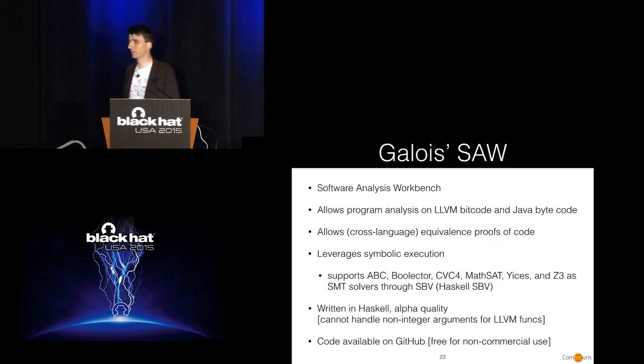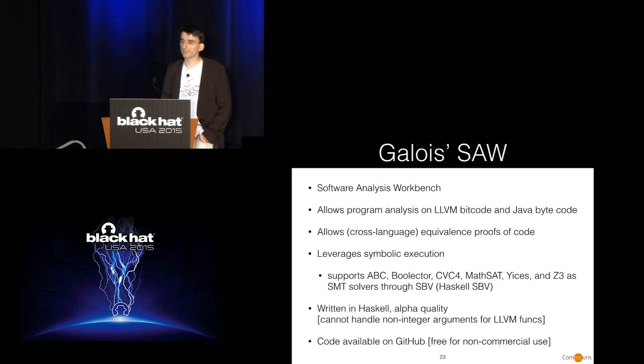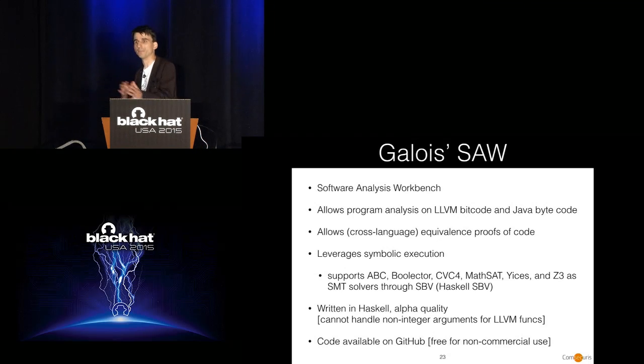This is a tool that allows program analysis on LLVM bitcode and Java bytecode, and it allows cross-language equivalence proofs as well. So you can have implementations in, say, C or C++ that you compile down to LLVM, or you can have Java bytecode, or you can mix and match and try to show that they're equivalent. This also leverages symbolic execution, and they use something called SAW, SMT-based verification, which is a Haskell package that supports different SMT solvers, and you can figure out which one is best. In my tests, it looked like Z3 was winning here for BigNum.